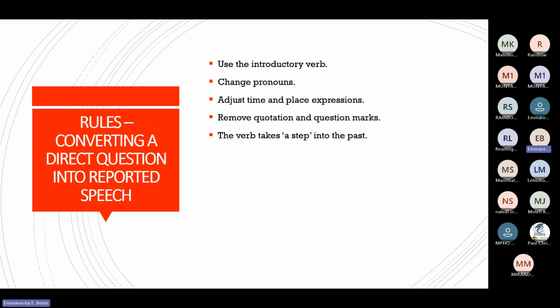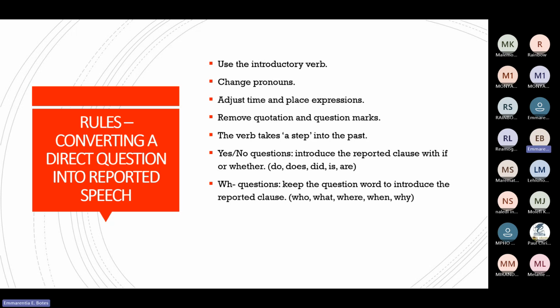The verb takes a step into the past. Now, for yes or no questions, introduce the reported clause with if or whether. Yes or no questions consist of do, does, did, is, or are. We will look at an example. WH questions keep the question word to introduce the reported clause. Now these questions are who, what, where, when, or why. And we also change the word order, so the subject comes before the verb. Let us look at examples.